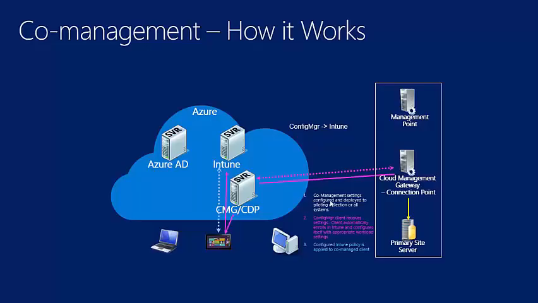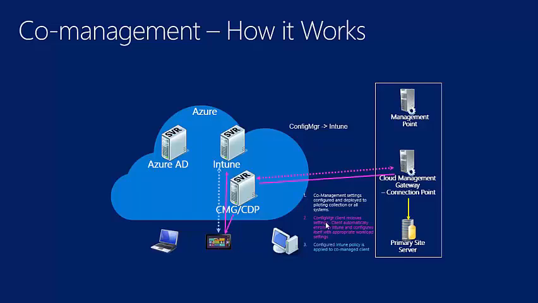So first, co-management settings are going to be configured and deployed to a piloting collection or all systems in the environment. The idea of these will come clear. So you would do that on the primary site. Those instructions would move out to the management point and so forth that are out here, and then the clients would learn about them through the Cloud Management Gateway.